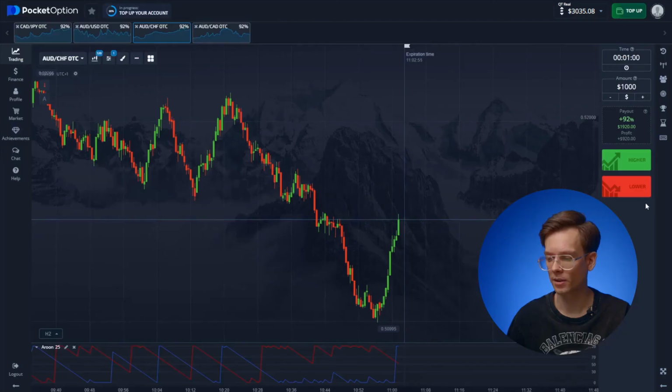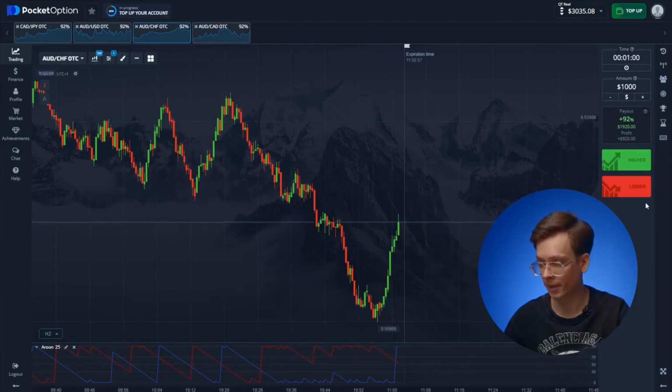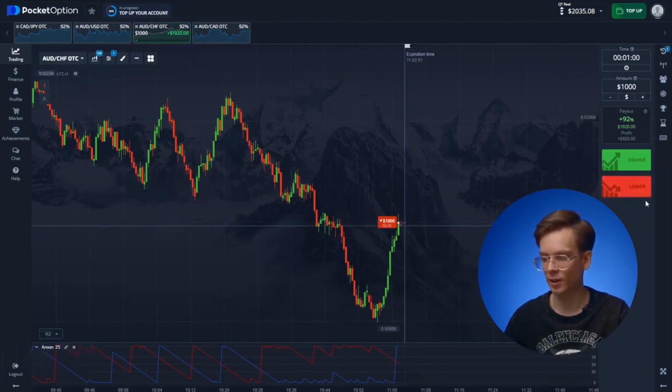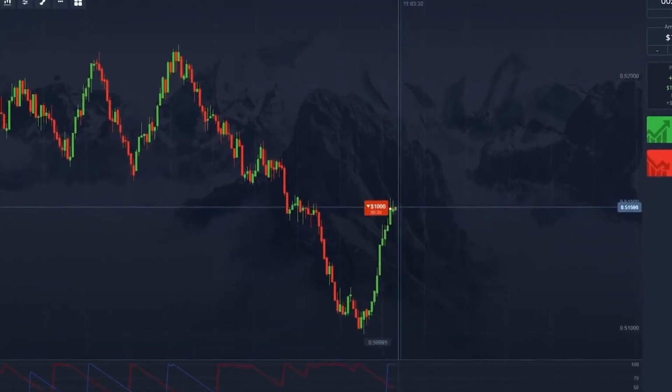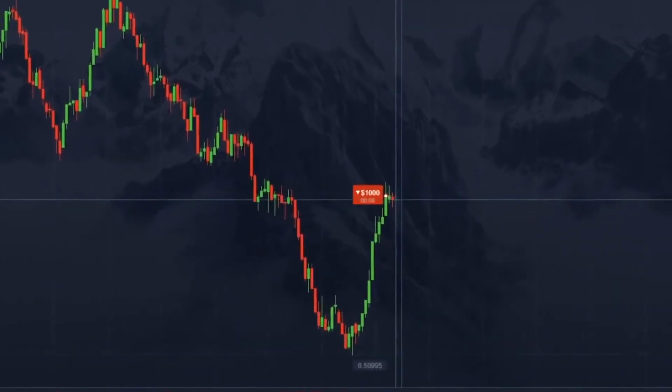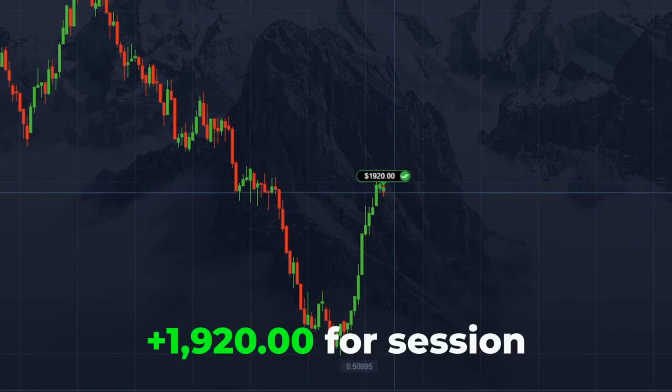Let's go. In the arena, it's Aussie and Franc. Investing in a downtrend. The price has been moving up for a long time without retracement, so it's reasonable to expect a small correction. Alright, the trade closed again close to the entry point. It seems like a sign that it's time to end the session.